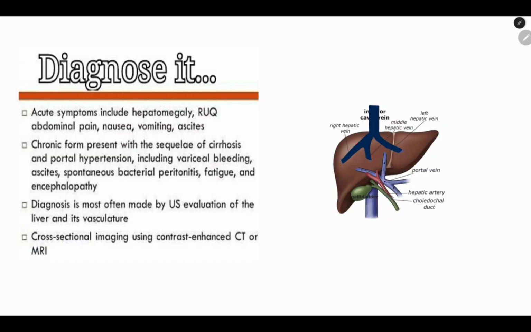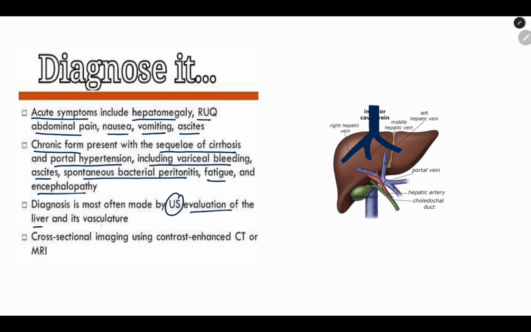So now let's discuss our new case. The acute symptoms of the disease include hepatomegaly, right upper quadrant abdominal pain, nausea, vomiting, and ascites. The chronic symptoms include sequelae of cirrhosis, portal hypertension, including variceal bleeding, ascites, spontaneous bacterial peritonitis, fatigue, and encephalopathy. The diagnosis of the disease is often made using ultrasonographic evaluation of the liver and its vasculature. Also, cross-sectional imaging, obtained using CT scan and MRI, is quite helpful.